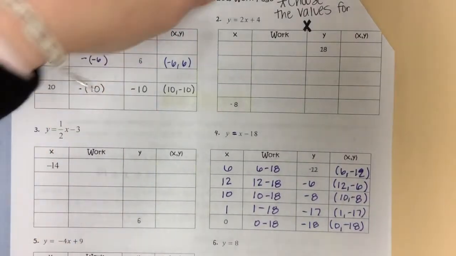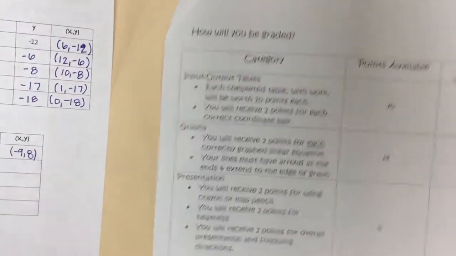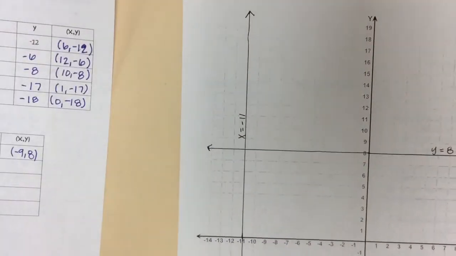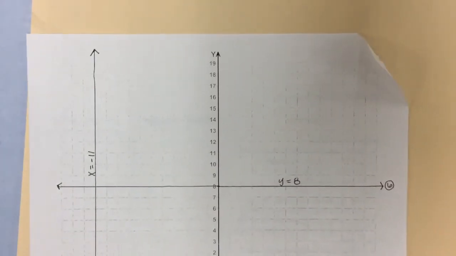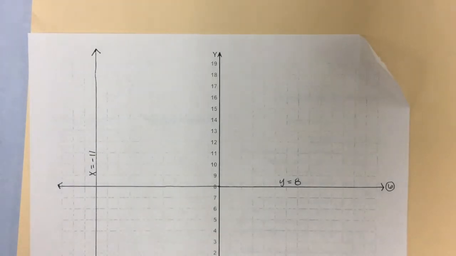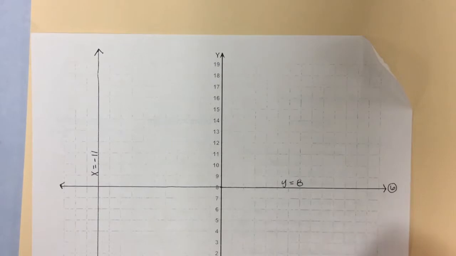So using those numbers, I'm just going to go graph them. Again, if you need to pull your paper apart, you can. And we'll double check the rubric in a second. But you see how both the lines I already gave you are on here and labeled. And now we're going to do 6, negative 12. That was one of the points. 12, negative 6 was one of the points. 10, negative 8 was one of the points. 1, negative 17. And 0, negative 18, which is our y-intercept.